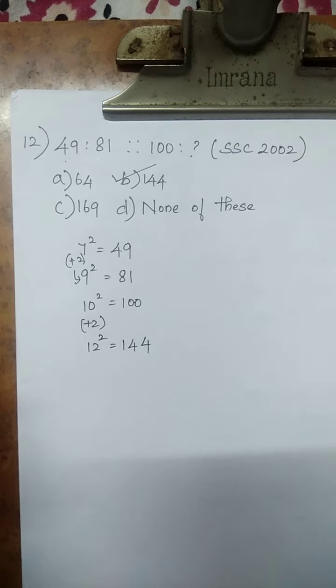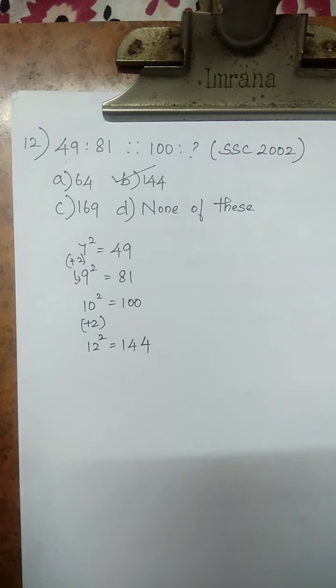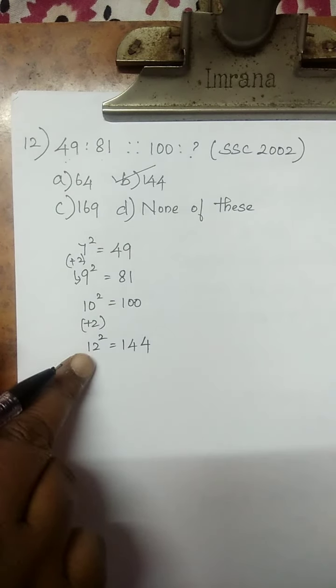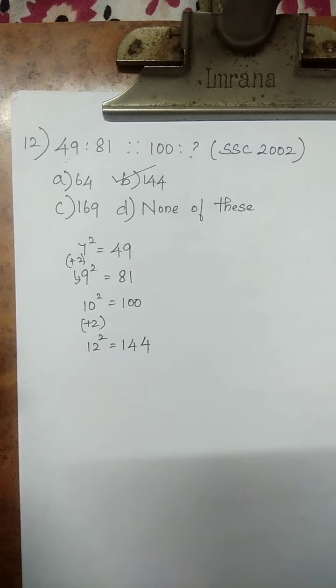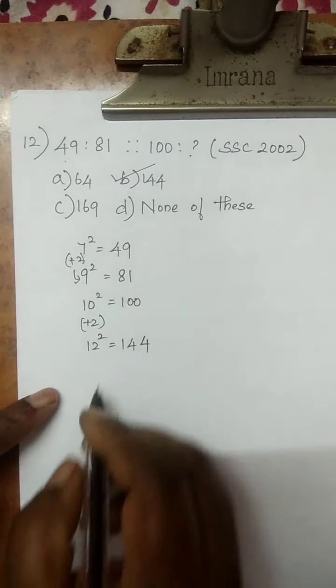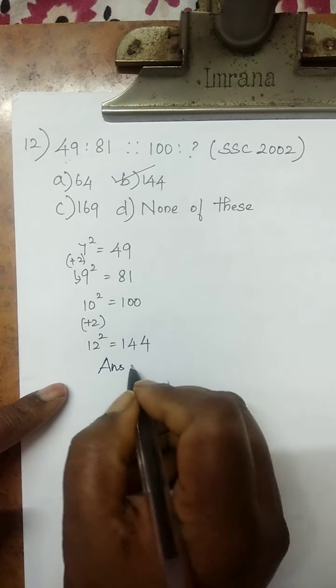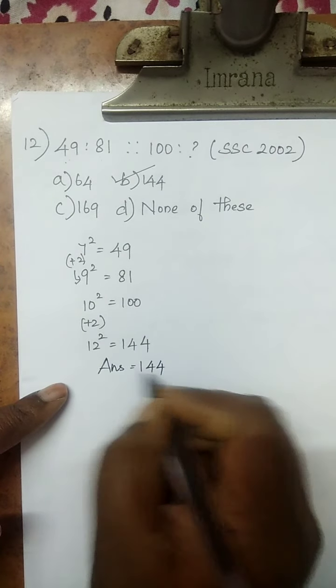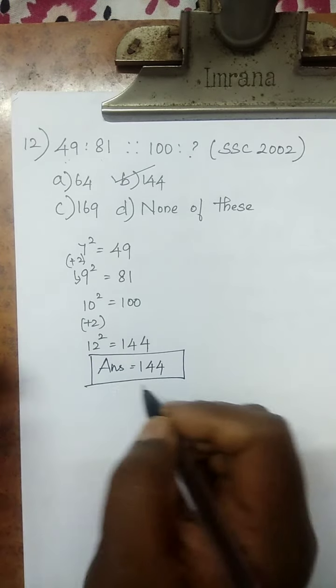So there is a clue behind this sum: adding plus 2. 7 plus 2 is 9, 10 plus 2 is 12, and then the square. Can you get it? If you have any doubt, please comment. Hence the correct answer is 144.